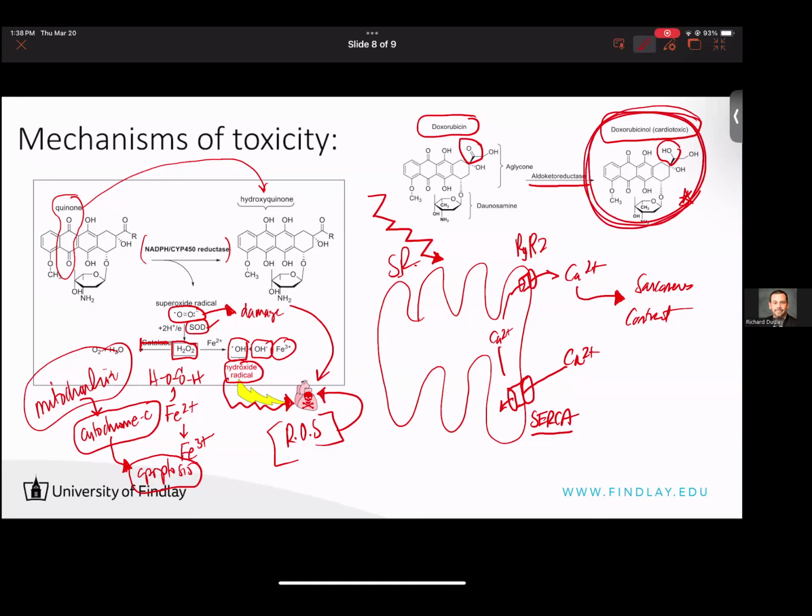Doxorubicinol may, in fact, keep the ryanodine receptor open, causing a leak, or it may actually block the SERCA, thereby keeping the concentration of calcium high in the cytosol. And this increased calcium concentration is also then attributed to some of the toxic effects seen with anthracyclines. Okay. All right. Probably more than you wanted.